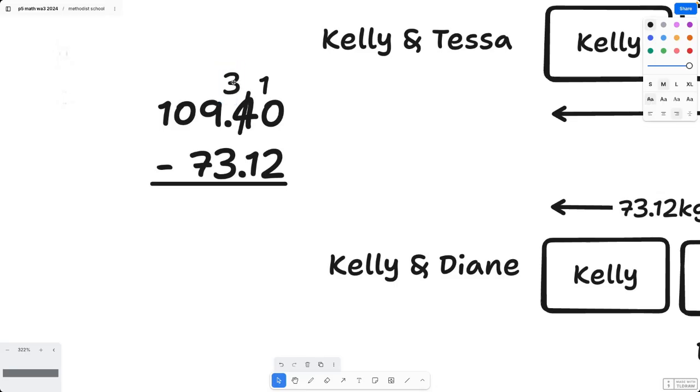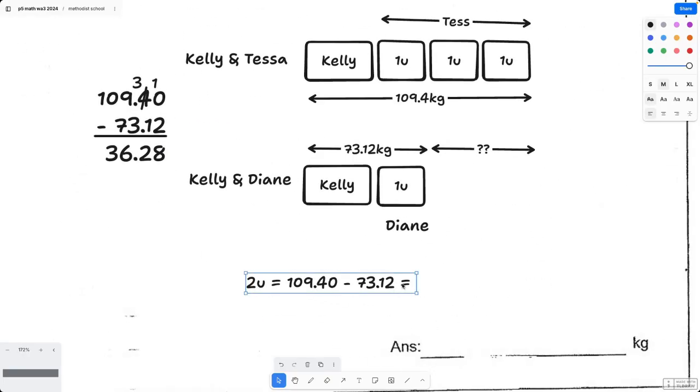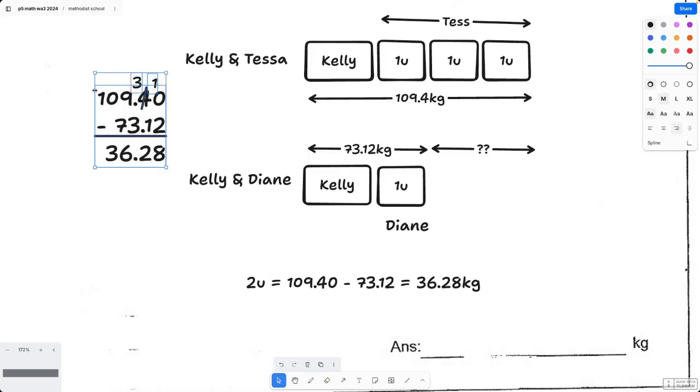So 10 minus 2, this will become 8. 3 minus 1 will become 2 point. And then after that, 9 minus 3 will become 6. And then 10 minus 7, this will become 3. So the answer to this is 36.28 kilograms.